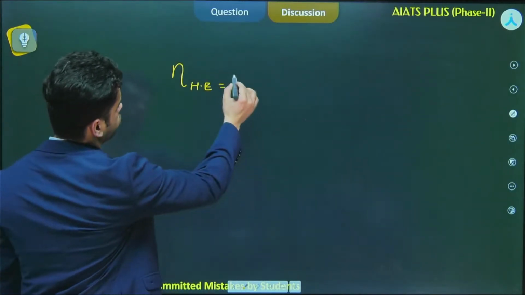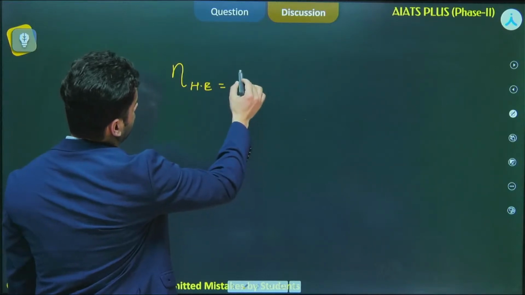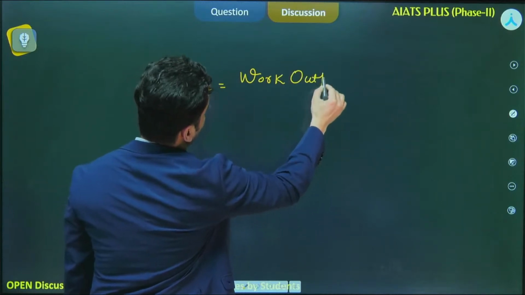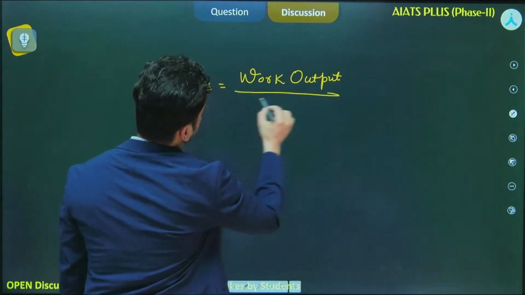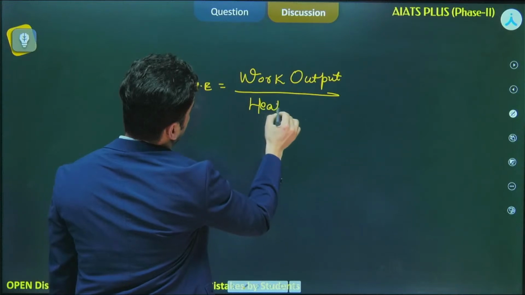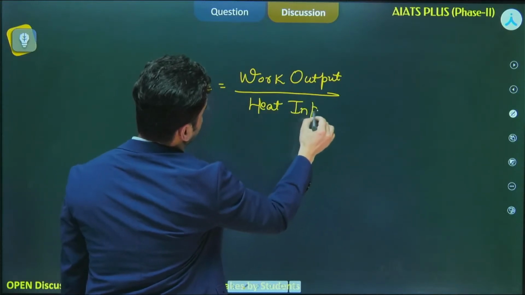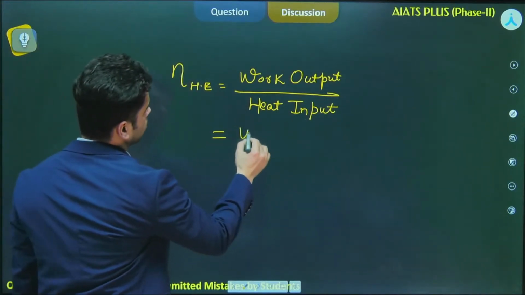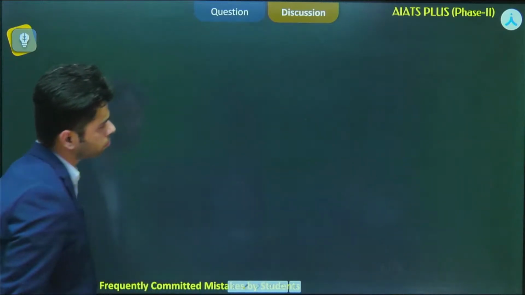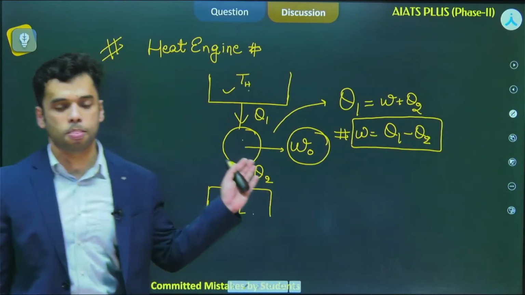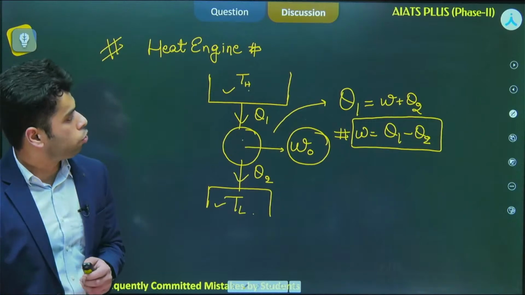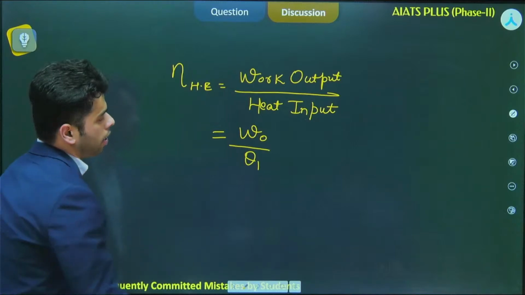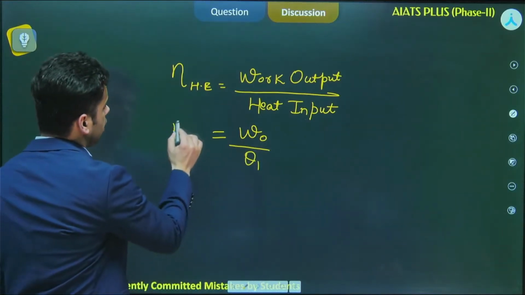If I am taking it as reversible, the efficiency of a heat engine is work output upon heat input. Work output upon heat input, that's how you define the efficiency of a heat engine. What is the work output? Work output over here is W0. And what is the heat input? Anyone, can someone tell me what should be the heat input? I'll write it for you, W0 by Q1. It should be the heat input. And that's how you define the efficiency of a heat engine.